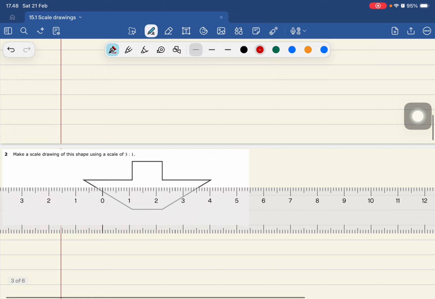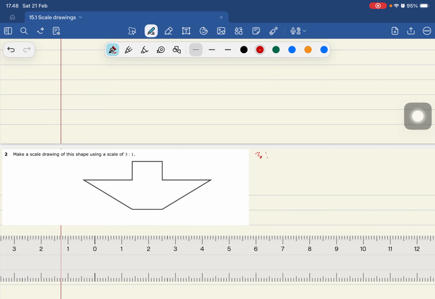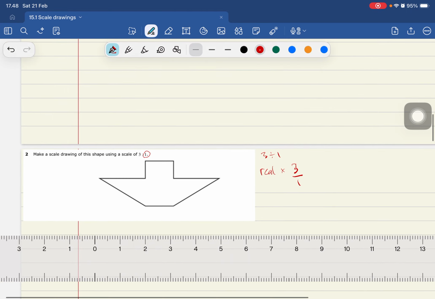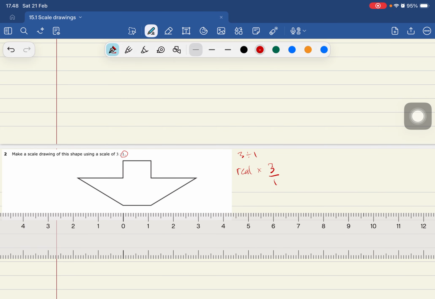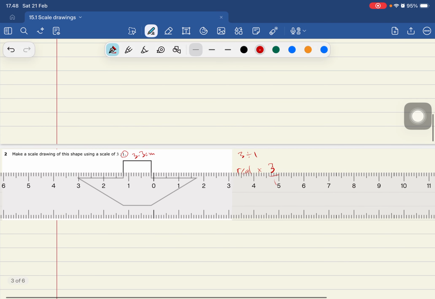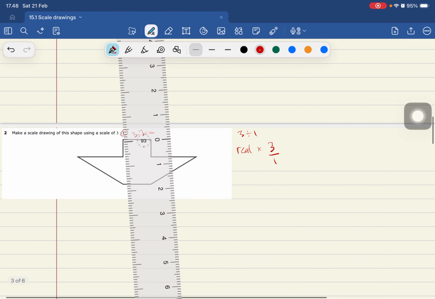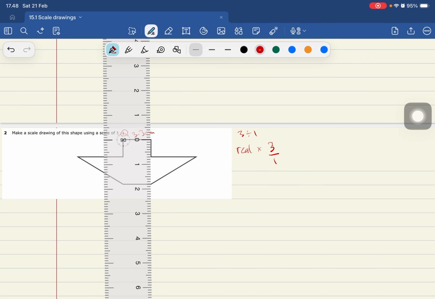We need to make a scale drawing of 3 to 1. So in real life it is 1, so we multiply the real life by 3 over 1, or we just multiply by 3. If this is 1.1, then in the scale drawing it's going to be 3.3 centimeter. Then let's check it here. We've got 1.8, so we just multiply it by 3.